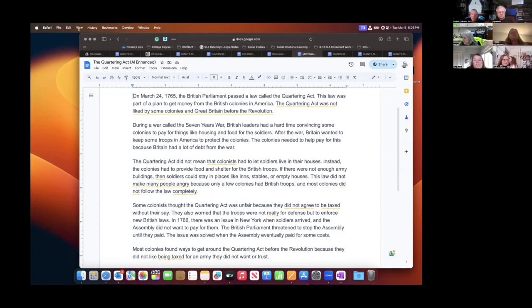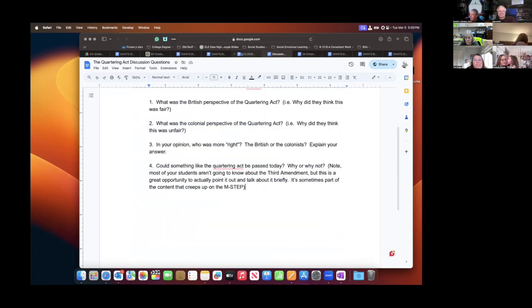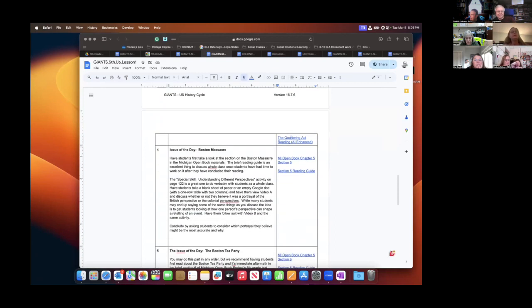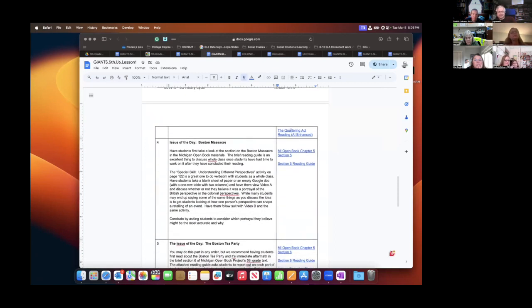So we then move into everyone's other favorite standbys, a little bit on the Boston Massacre and a little bit on the Boston Tea Party. So we have students first take a look at the section on the Boston Massacre in the Michigan Open Book Materials. There's a brief reading guide.